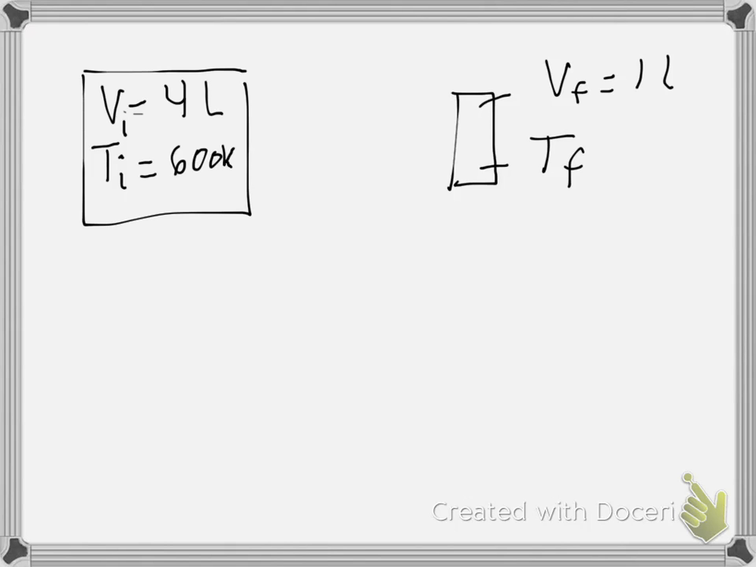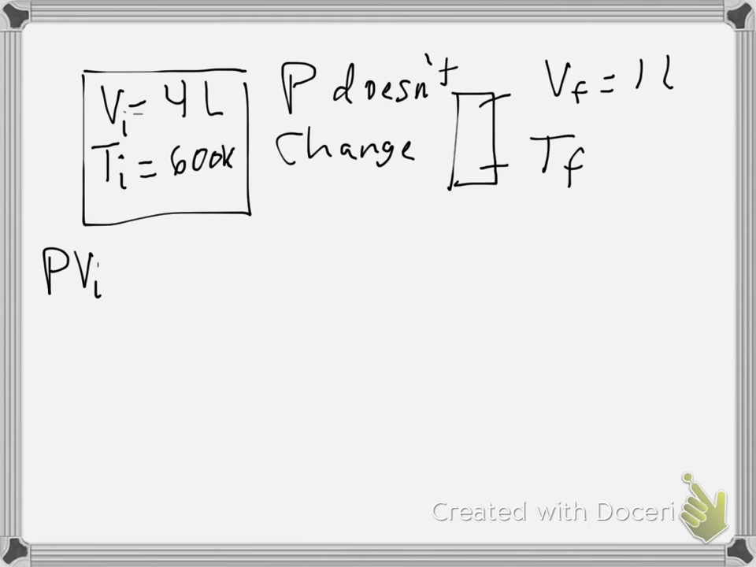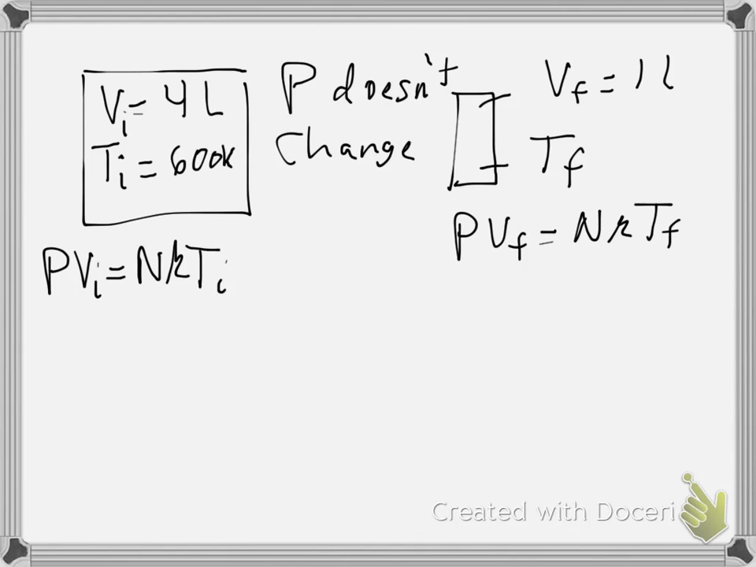But we do this under the assumption that the pressure doesn't change in the process. So what we can do is say that our pressure times our initial volume must be equal to N times K times our initial temperature. And our pressure times our final volume must be equal to Nk times our final temperature. Now, no gas leaked in or out of the box, so I'm going to seal up that hole there.